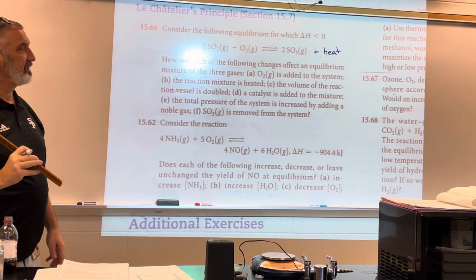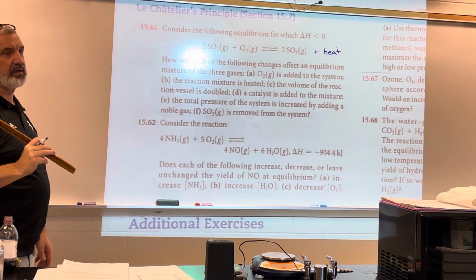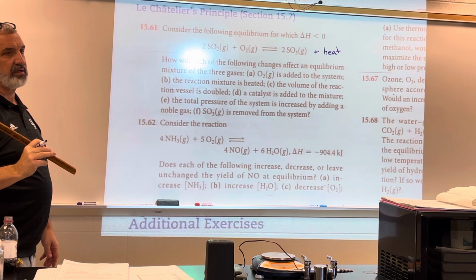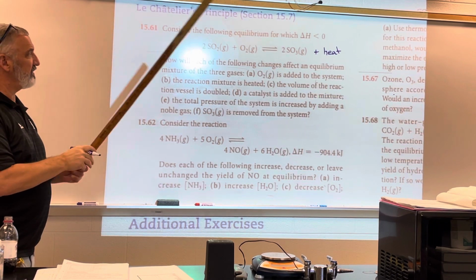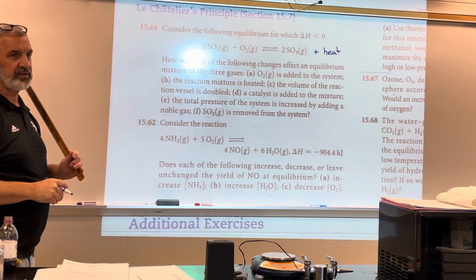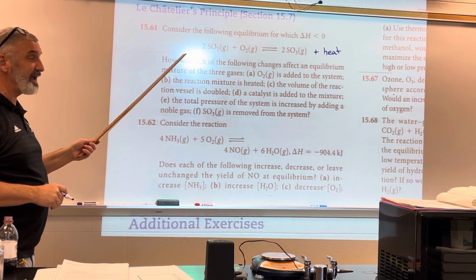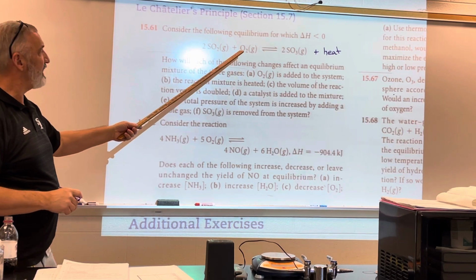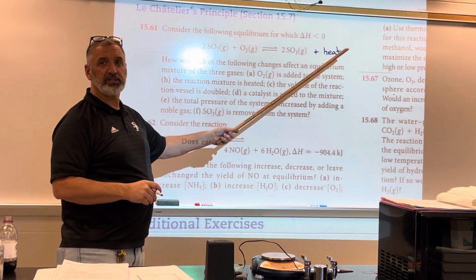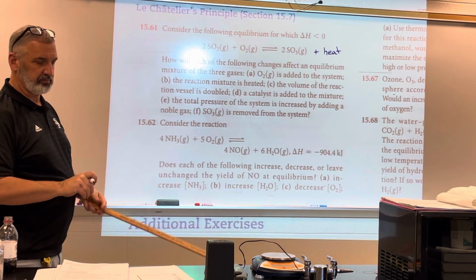So, based on whether the reaction is endothermic or exothermic, that's how you know whether the heat goes on the right or the left. Exo, it's on the right. Endo, it's on the left. Endo, you're adding heat to make it happen. Exo, the heat's being produced as part of the reaction.